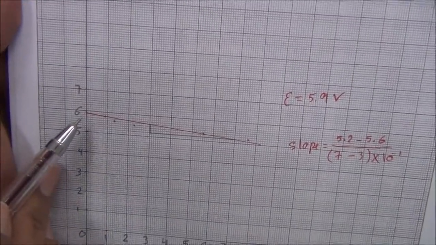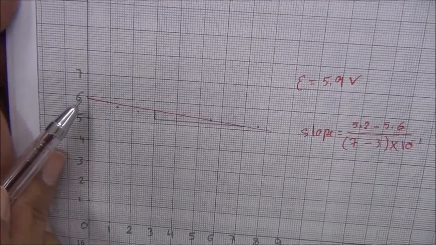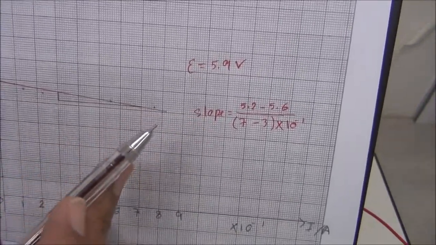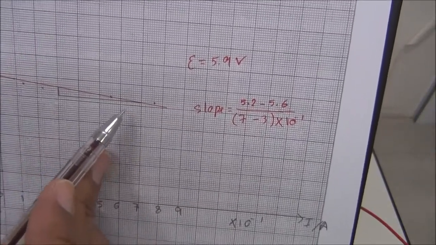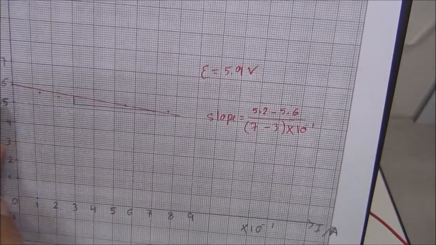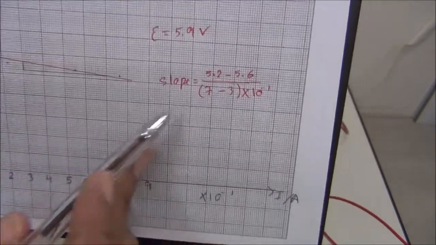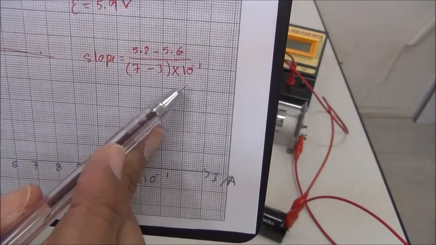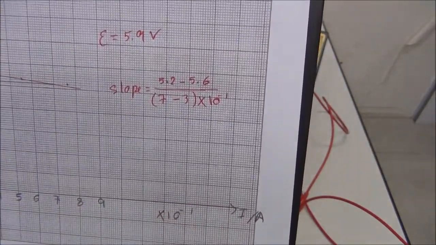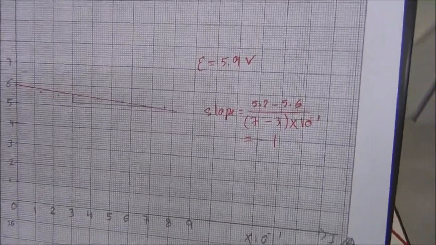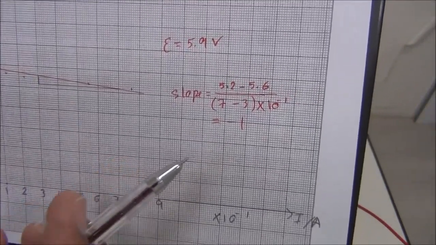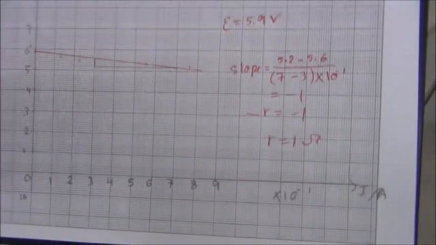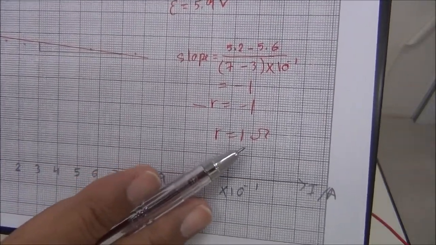From the graph, the y-intercept, which represents the electromotive force, is 5.9 volts. And the slope is y2 minus y1 over x2 minus x1, but remember we multiply by 10 to the power negative 1. We calculate the slope from this relation. The answer of the slope is -1. So the internal resistance, minus r equals -1. So the internal resistance of the battery is 1 ohm.